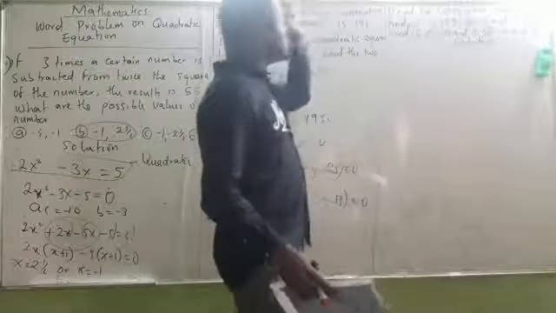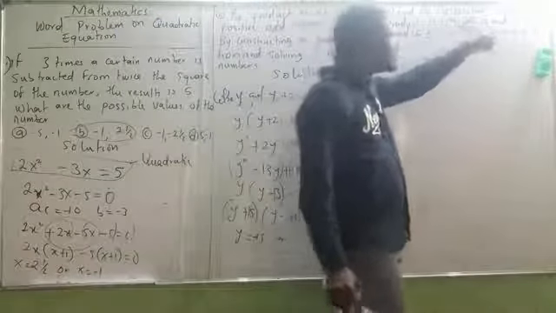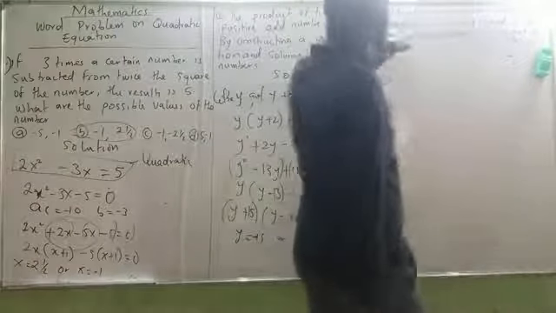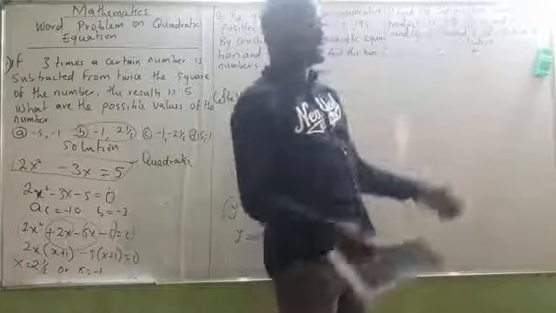Now, look at this number also. This number 3. Find the consecutive numbers whose product is this. Now, how do I do that?